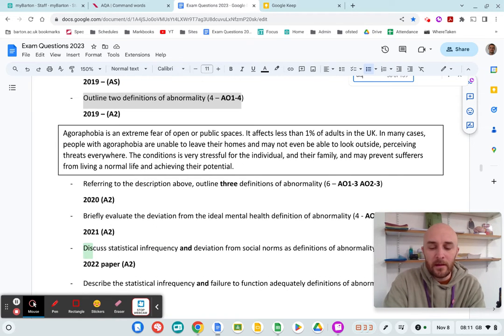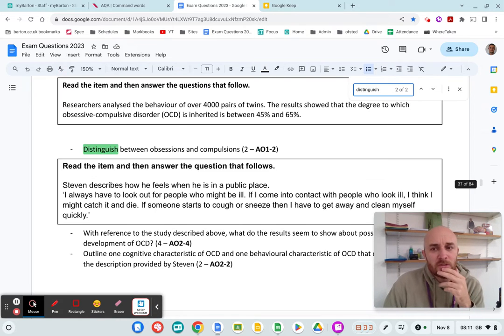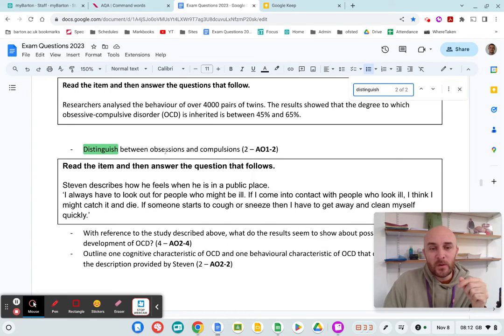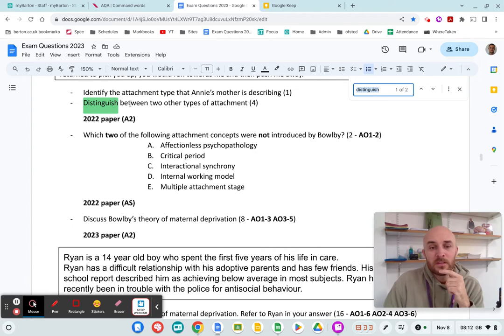Another one I want to talk about here, which does actually throw students quite a lot, doesn't come up a hell of a lot of the time. It's only ever come up twice. Is distinguish. Distinguish between obsessions and compulsions. And then the other one was distinguish between 2 other types of attachment. Whenever I've given these in CAPS or topic tests, students don't really do well here. By distinguish, you have to explain ways in which 2 things are different. It's similar to compare.